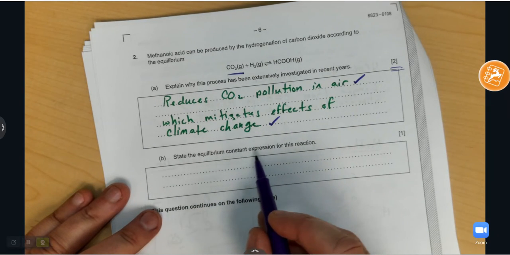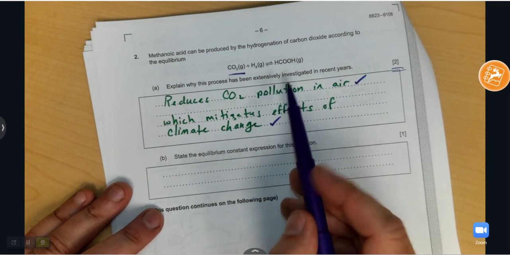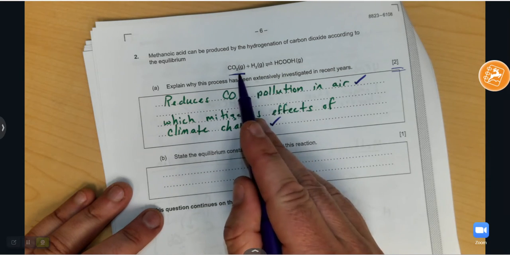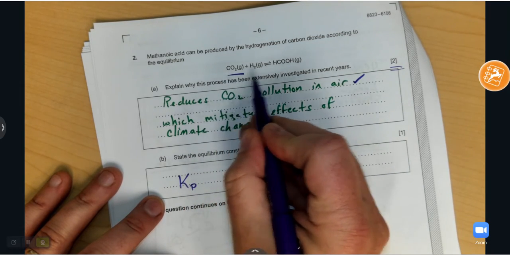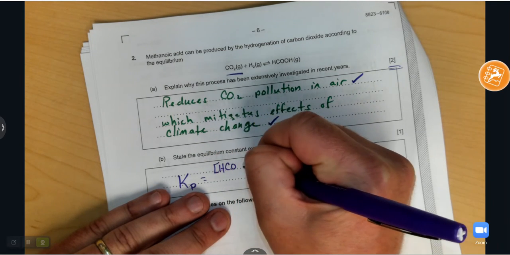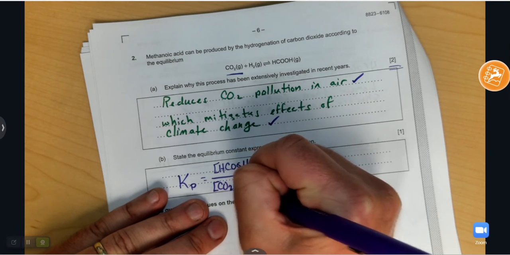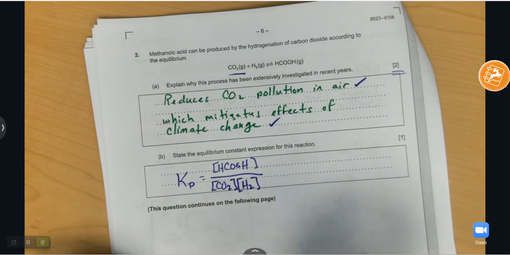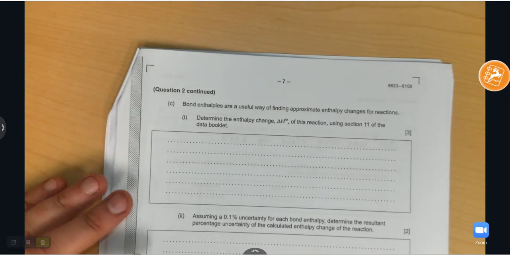That says state the equilibrium constant expression for this reaction. So remember, it's products raised to coefficients over reactants raised to coefficients. Everything has to be either gas or aqueous. So everything is 1 to 1 to 1 here. Everything's a gas. So the K expression, which would have a subscript of P because we're talking about gases here, would be the concentration, or in this case, the pressure of the gaseous methanoic acid divided by the concentration, or I guess the pressure of carbon dioxide times H2. Products over reactants.